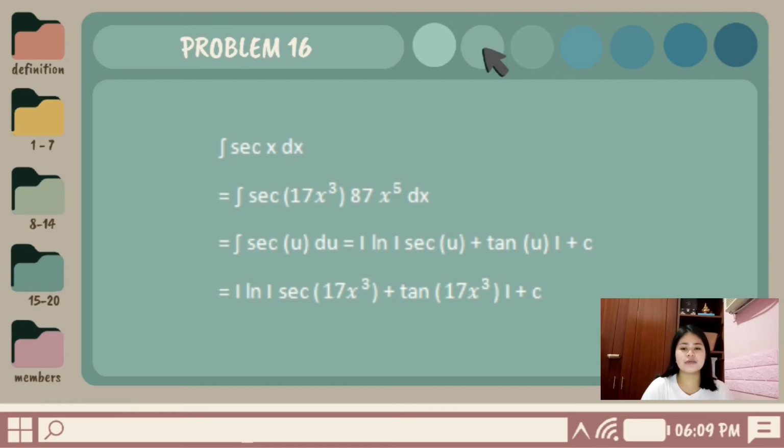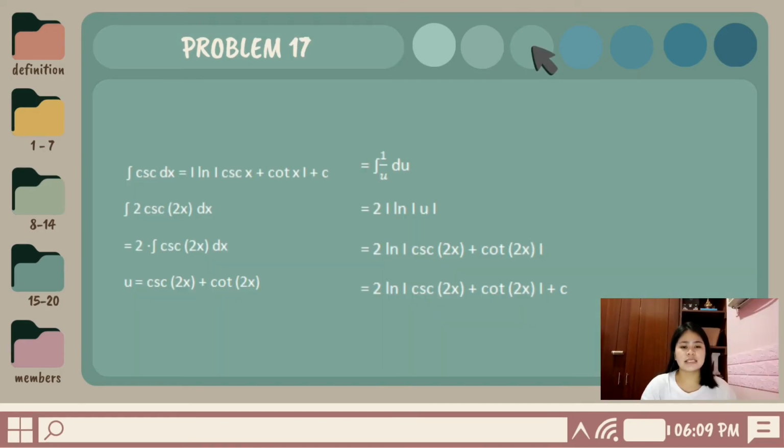An example is the integral of secant quantity 17x raised to 3, quantity 87x raised to 5 dx. For the solution, we will have our u as the 17x raised to 3 du. Then, remember that in secant x dx, the answer will always be natural logarithms of the absolute value of the secant u plus tangent u plus c. Our final answer will be the natural logarithms of the absolute value of the secant 17x raised to 3 plus tangent 17x raised to 3 plus c.